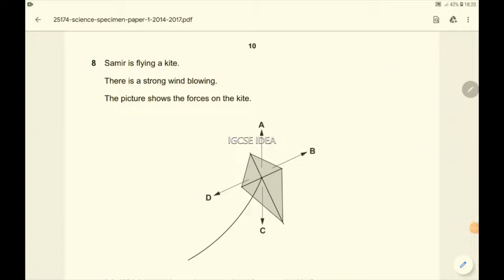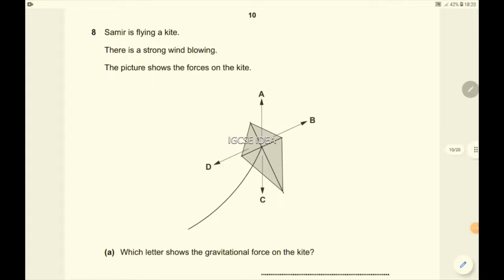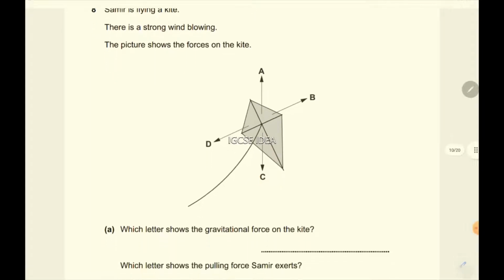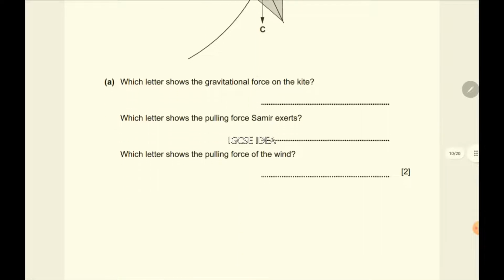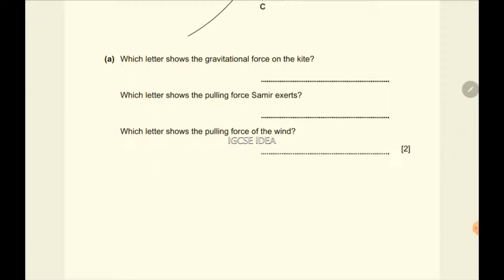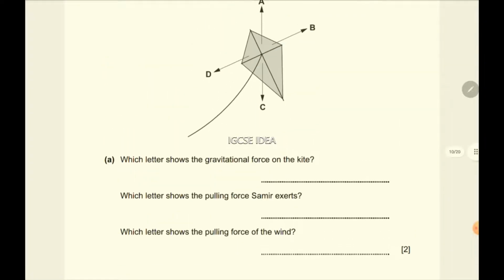Samir is flying a kite. There is a strong wind blowing. The picture shows the forces on the kite. Okay, this is A, B, C, and D. Which letter shows the gravitational force on the kite?